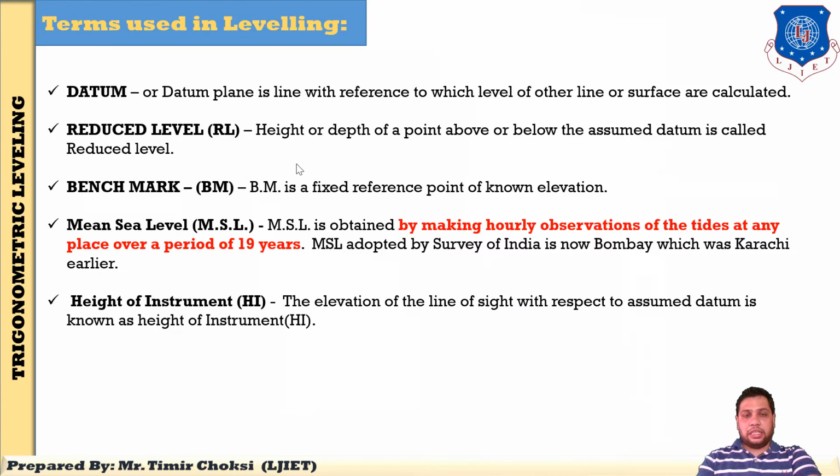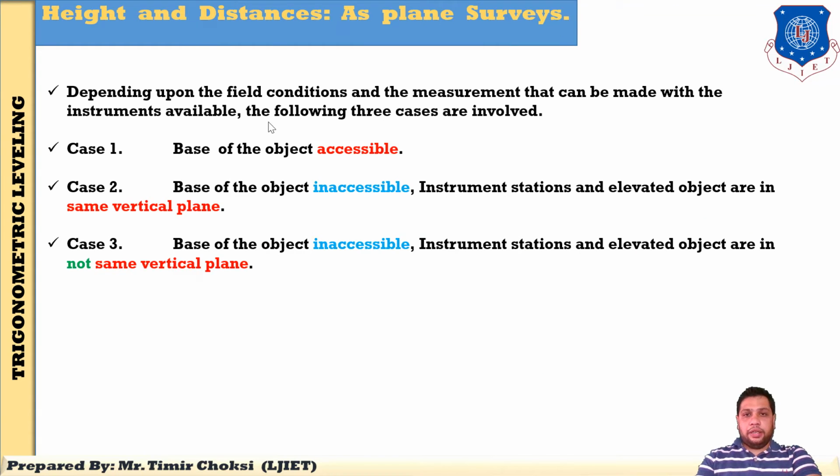Now, understanding the concept of trigonometric leveling as well as the types of trigonometric leveling. Now, it is the most important. There are different types of cases. In this session, students, I will explain only an overview of the cases, so you clearly understand what trigonometric leveling is and what you find in the particular chapter. Depending upon the field condition, the measurement can be made with the instrument available. The following three cases are involved.